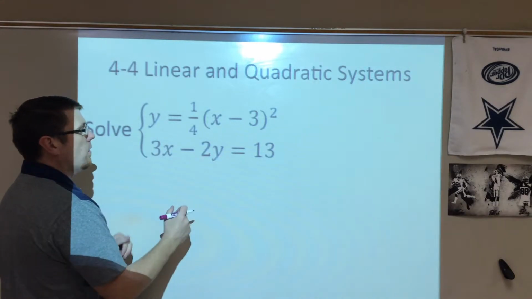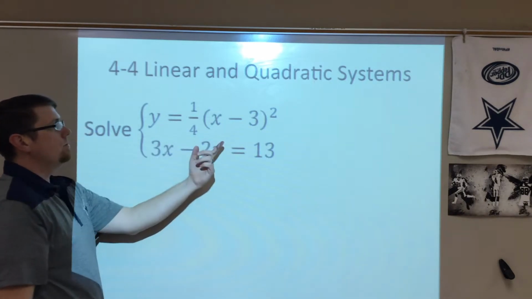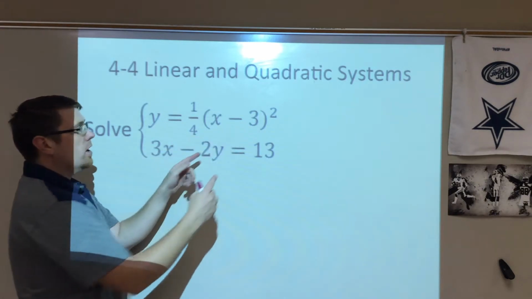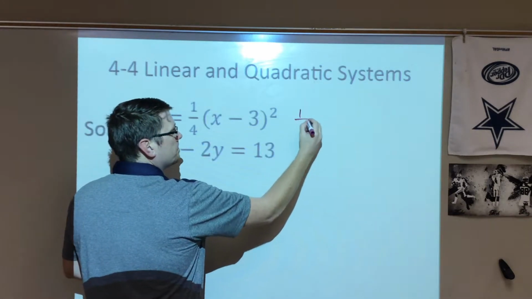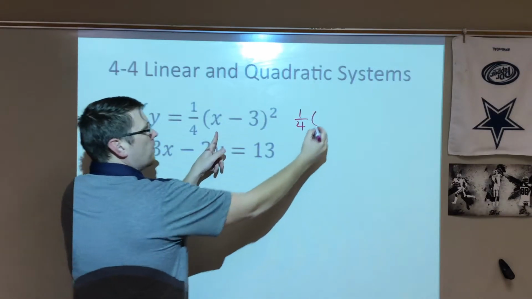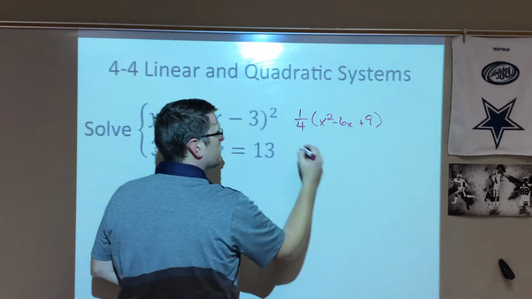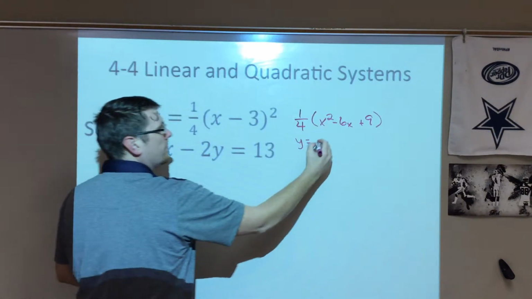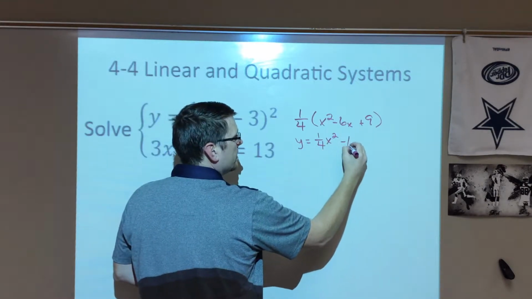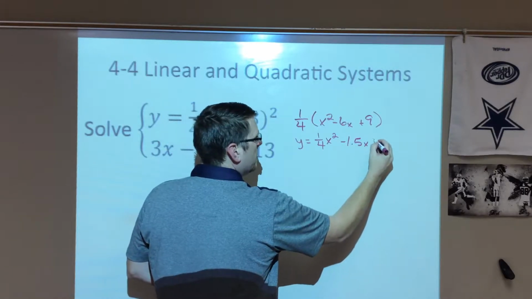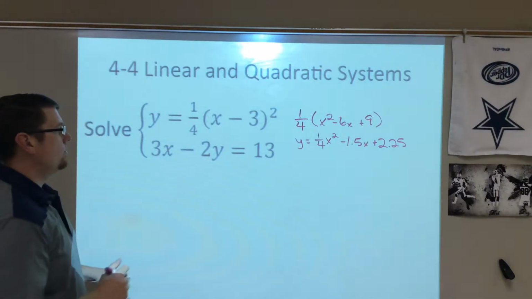So the first thing we want is we want both of these into y equals statements. Now this one's already y equals, but we want it in standard form. So we're going to FOIL this out and distribute the 1/4. When we FOIL this out, we get x squared minus 6x plus 9. And then when we distribute the 1/4, 1/4 x squared minus 1.5x plus 2.25. So there's my quadratic equation that I'm going to use.